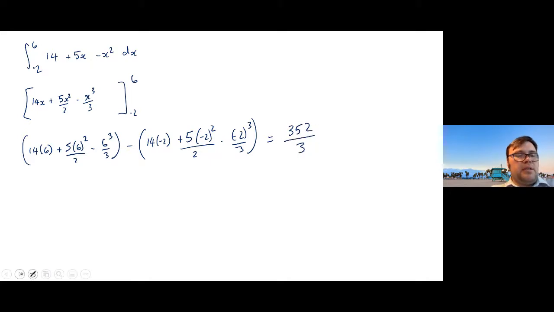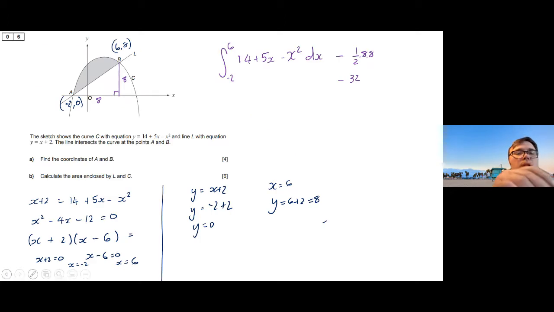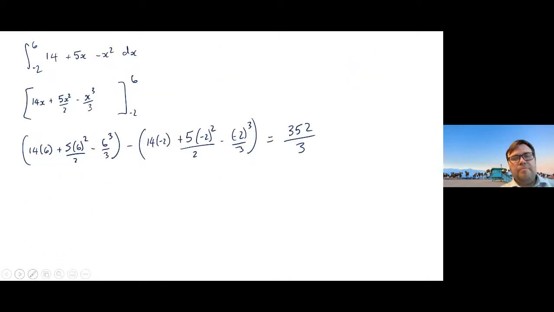A point about this as well: all the graph is above the x-axis. If some of it went below, we would have to split it up into two sections, because anything below the x-axis, when you work out the area by integration, will be negative. So then we'd have to counteract that. Coming back to this, we then take away the area of the triangle, which is 32.